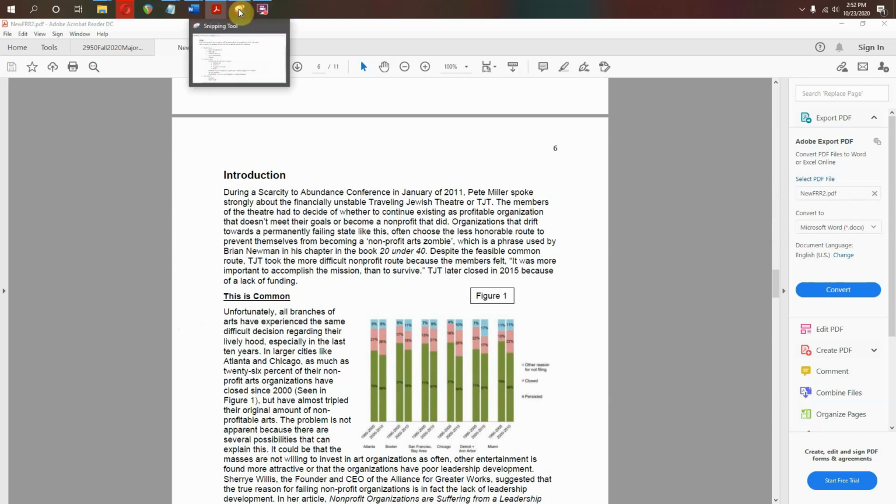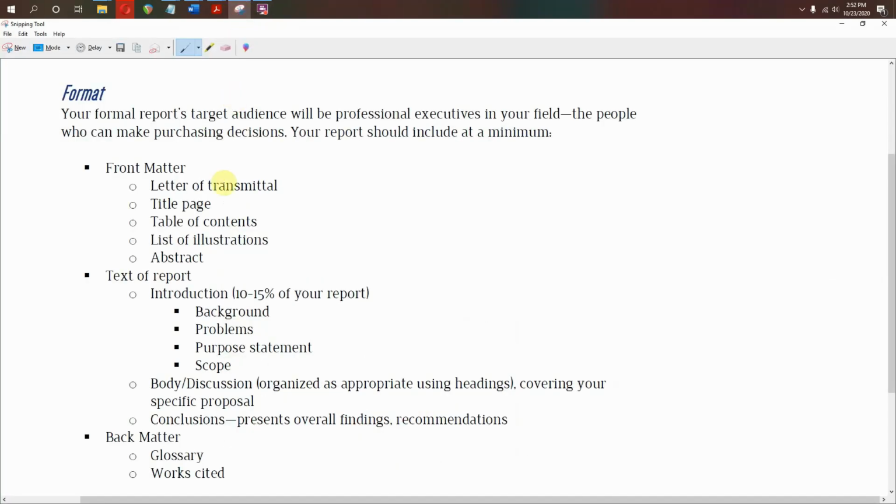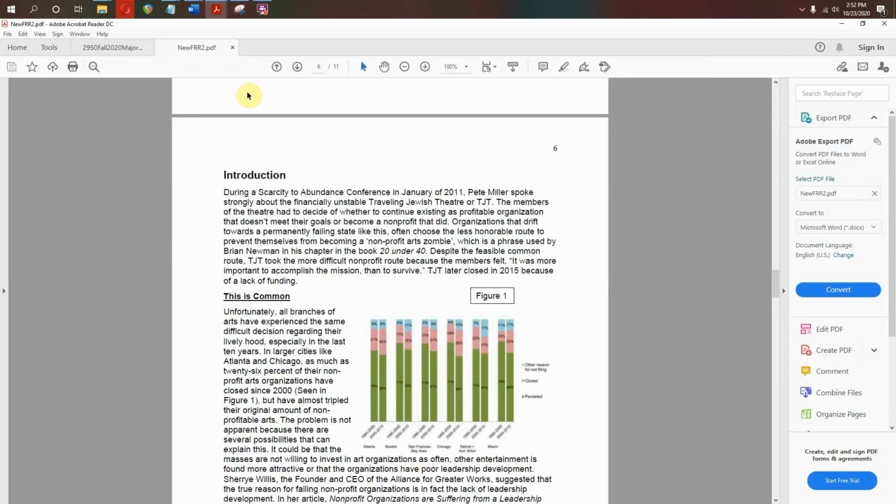The assignment sheet says the introduction should have 4 sections: background, problems, purpose statement, scope, and should only be 10 to 15% of your report. Let's see how that works out here.